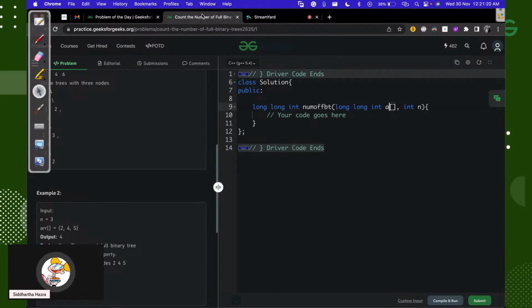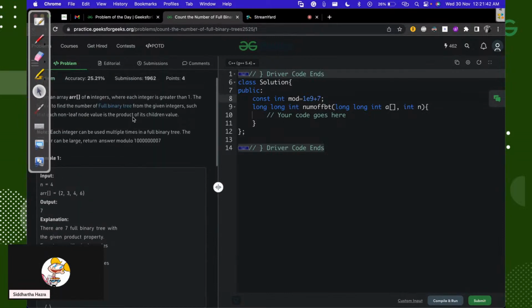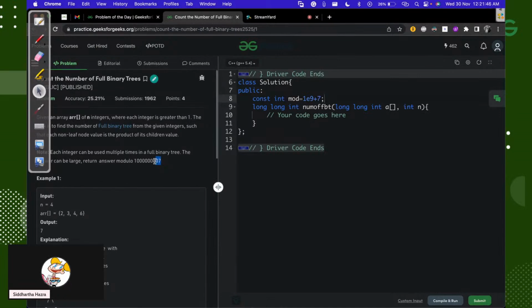Okay, so now what I would do is, here we are told that the answer can be very large, so we need to take the 10 to the power 9 thing again and again. So I would just declare const int mod equals 1e9 plus 7. Is that the value? Let me just see. 1, 2, 3, 4, 5, 6, 7, 8, 9. Yes, 10 to the power 9 plus 7. It is a large prime number that is generally used.